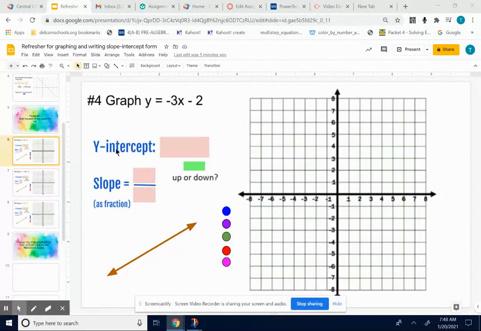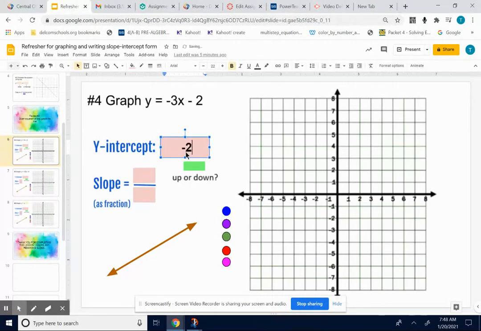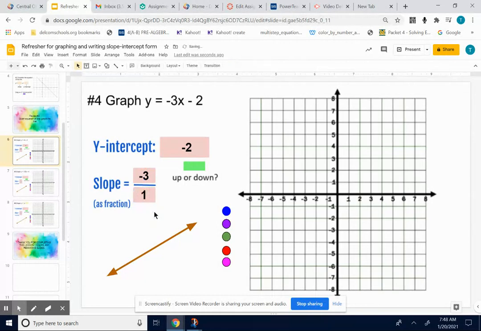Okay, first we're going to start with the y-intercept, which is the number at the very end of the equation without an x on it. Okay, it's -2. The slope is the number in front of the x. It's a -3. But I want you to get in the habit of writing that slope as a fraction. So to change -3 to a fraction, anytime you change an integer to a fraction, just divide it by 1. So the slope is -3 over 1. Okay, now it's time to graph it.